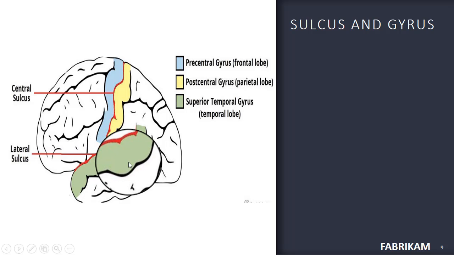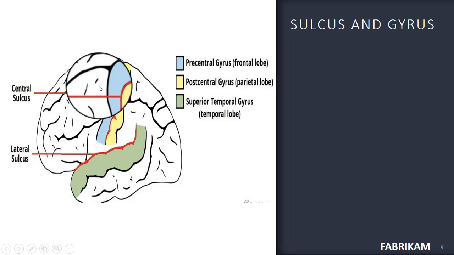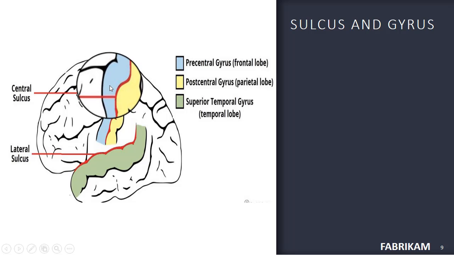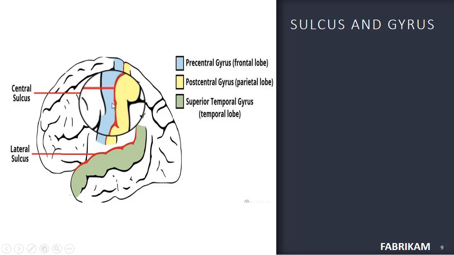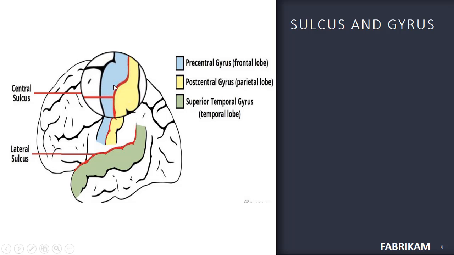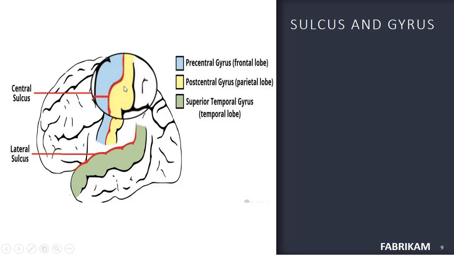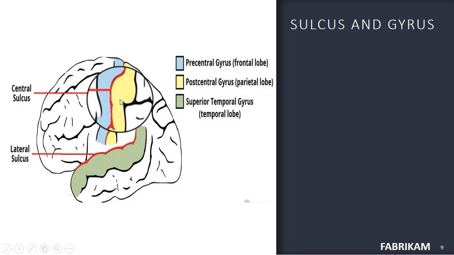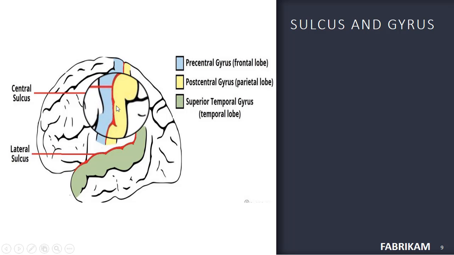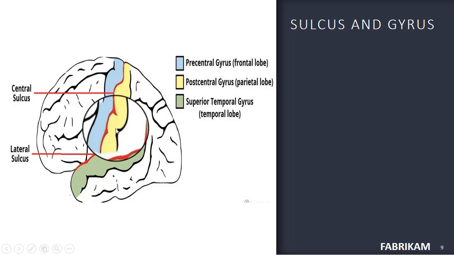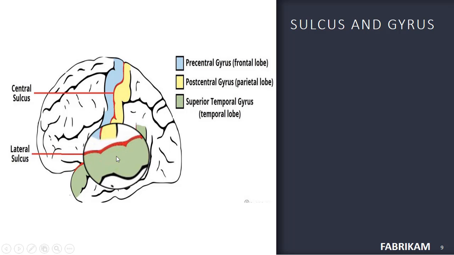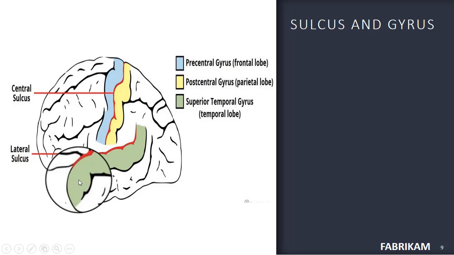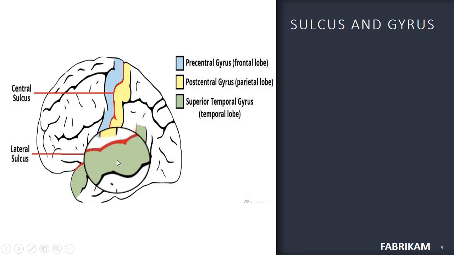Now one by one we'll talk about them. First of all, the precentral gyrus. This is a ridge directly anterior to the central sulcus and the location of the primary motor cortex. The second gyrus is the postcentral gyrus. This is a ridge directly posterior to the central sulcus and the location of the primary somatosensory cortex. And the last gyrus is the superior temporal gyrus. It is a ridge located inferior to the lateral sulcus, which is responsible for the reception and processing of sound.